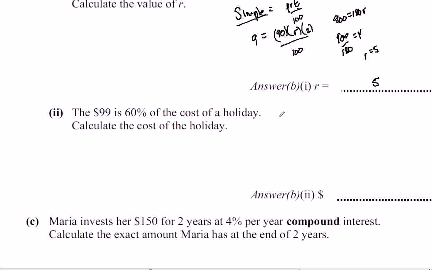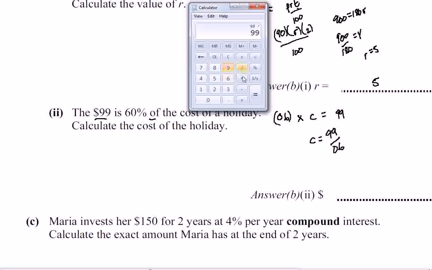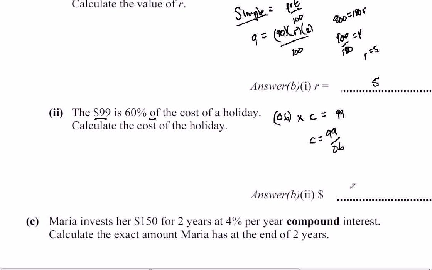So 60% as a decimal is 0.6. Another word for of is times. So 60% of the cost of a holiday. Let's represent that as C, where C is the cost of the holiday. So 60% of the cost of a holiday is $99. Making C the subject, 99 over 0.6. Getting our calculator out. So it's 99 divided by 0.6. That gives us 165.